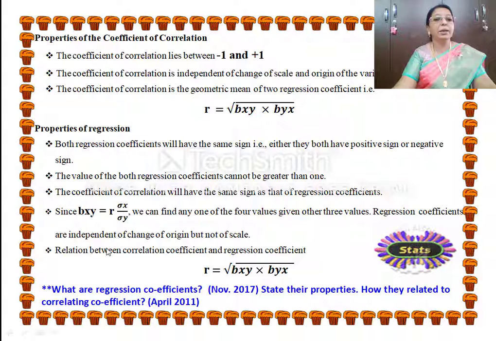Since bxy is equal to r standard deviation of x by standard deviation of y, we can find any one of the 4 values given the other 3 values. Like if r is given and standard deviation of x is given and the coefficient of regression is given, we can find the standard deviation of y, and so on. Regression coefficients are independent of change of origin but not of scale. The relationship between correlation coefficient and regression coefficient is as follows: r is equal to root of bxy into byx.